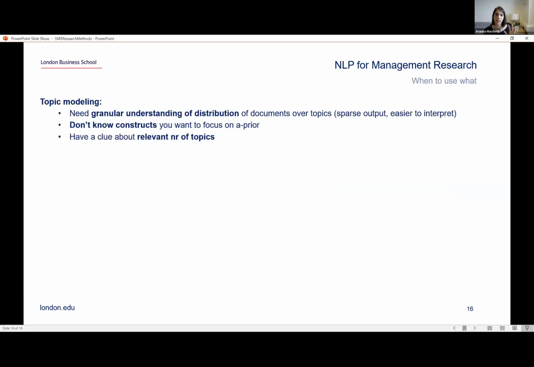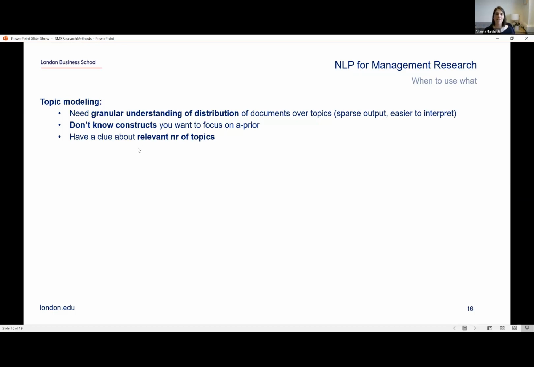So topic models are really simple. We go back to the idea of trading off sophistication, predictive accuracy, and interpretability. Topic models are really simple models that produce a relatively sparse output, meaning that they're much easier than word embeddings to interpret. I like them when I need to get a granular understanding of how the documents are distributed over the topics, and I don't know the specific theoretical constructs that I want to focus on a priori. I let them emerge from the bottom.